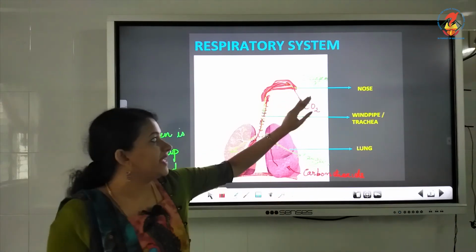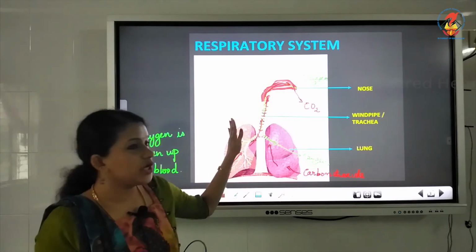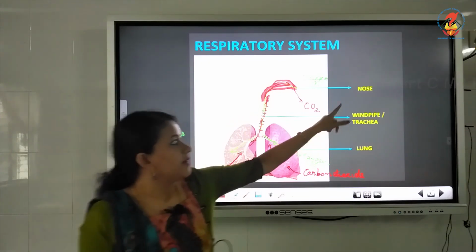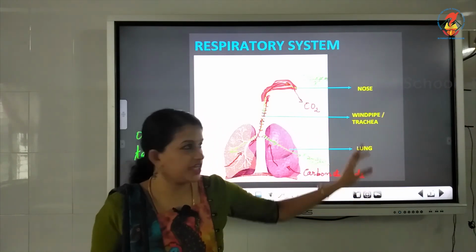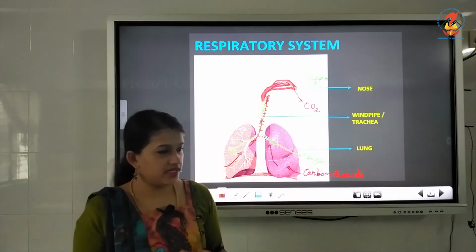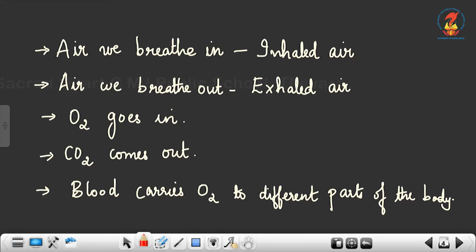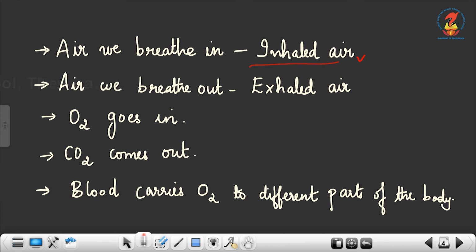So children, please mark the important points in your worksheet. Okay, and when you are learning the diagram, learn mainly these three parts. Many other things are marked in your worksheet. You just have to learn these three parts of the respiratory system. Okay, and children also mark these points in your worksheet. See, the air we breathe in is known as the inhaled air. Then the air we breathe out is known as exhaled air.